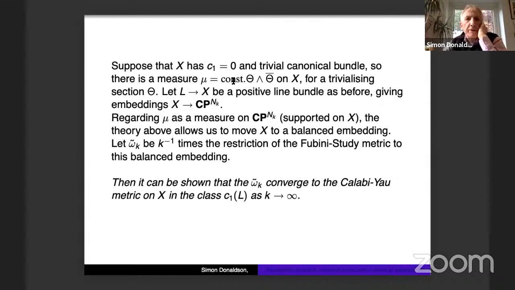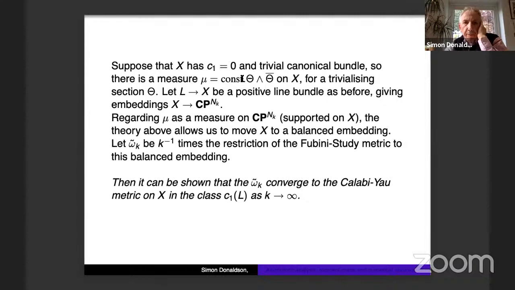If we have a manifold with first Chern class 0, as we mentioned, it has a measure on it. Just recall how that goes. Strictly, we're supposing we have a trivial canonical bundle, which you could achieve by going to a cover. So you have a trivializing holomorphic section, a holomorphic volume form theta, and then your measure is given just by theta wedge theta bar, up to some constant depending on the dimension to make it a real number.